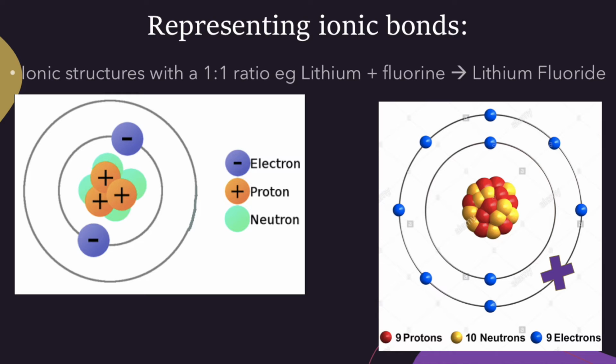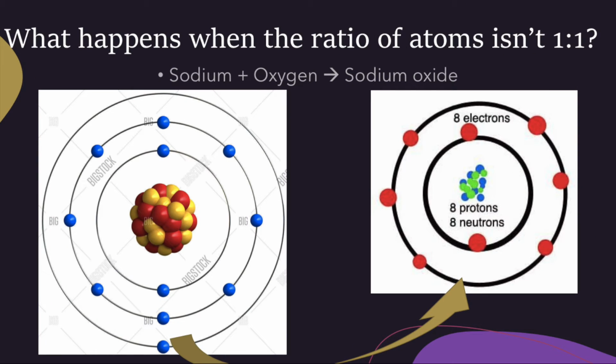This example is nice and straightforward because you only need one atom of lithium and one atom of fluorine to fill one another's outer shell, but this is not always the case. In this example, we're looking at the reaction between sodium and oxygen. Sodium has one electron in its outer shell and oxygen has 6. You can probably quite quickly identify that oxygen's outer shell cannot be filled with sodium's one electron.